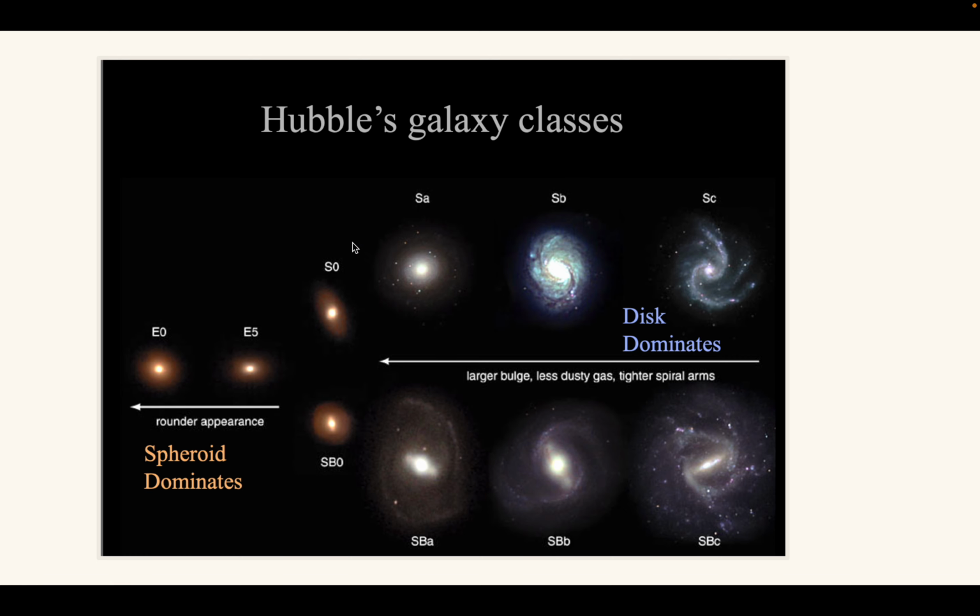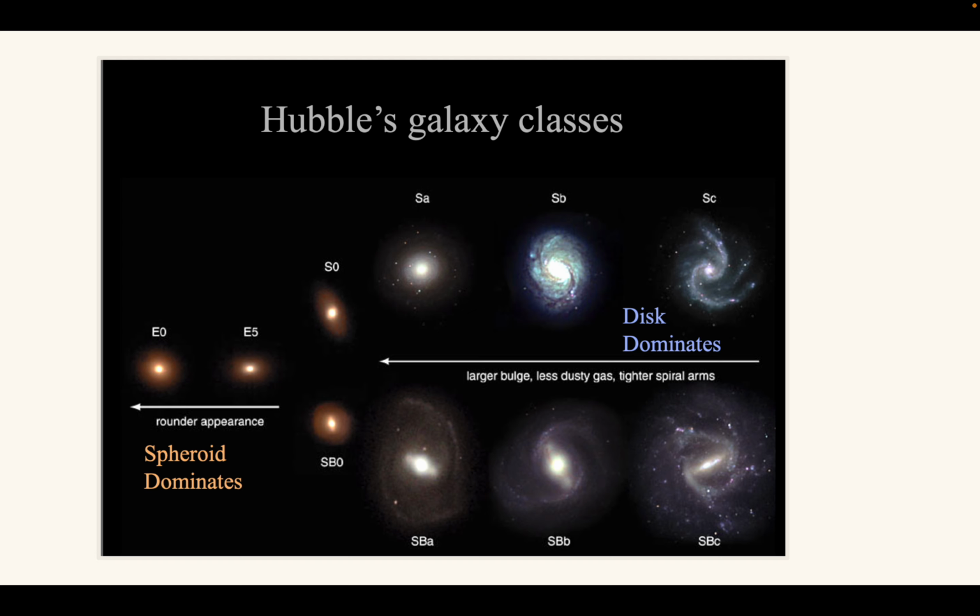S0 is the spiral galaxy. This is not spheroid dominated. Maybe yes, thank you for reminding. Maybe I told something wrong while I was discussing this slide before. S is the spiral and E is the elliptical.